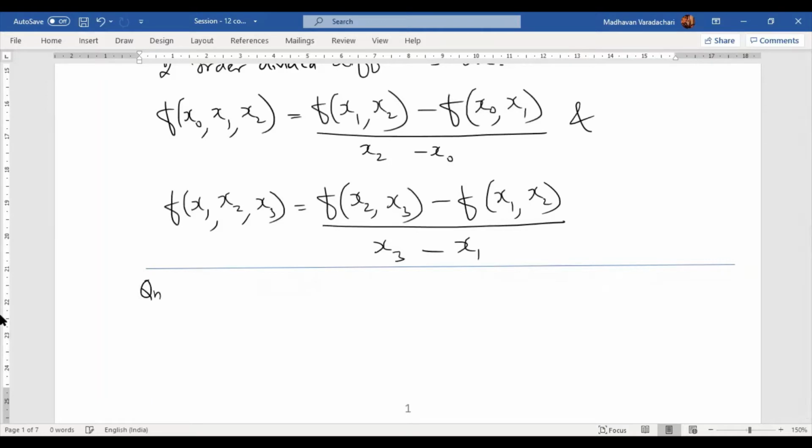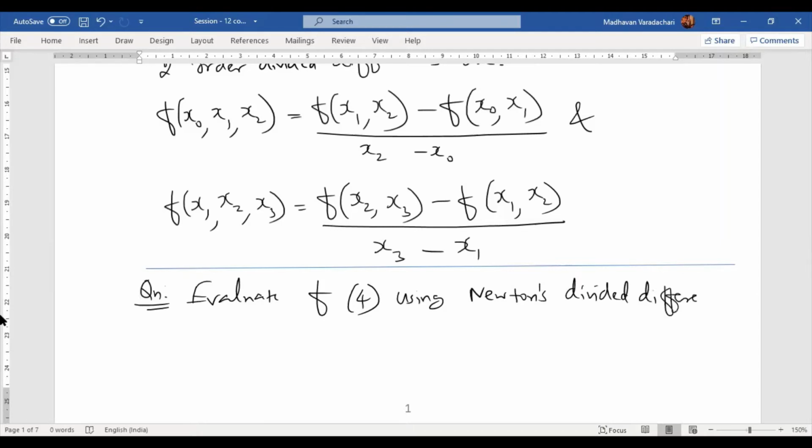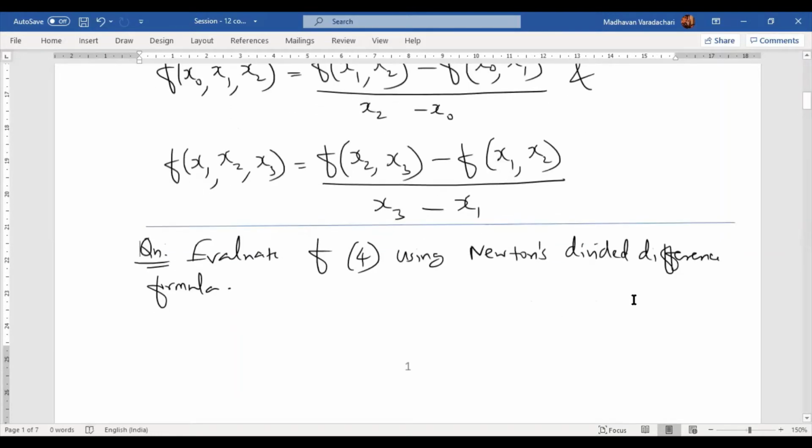Question. Evaluate f of 4 using Newton's divided difference formula for the following data. So I will write the data in the next page.